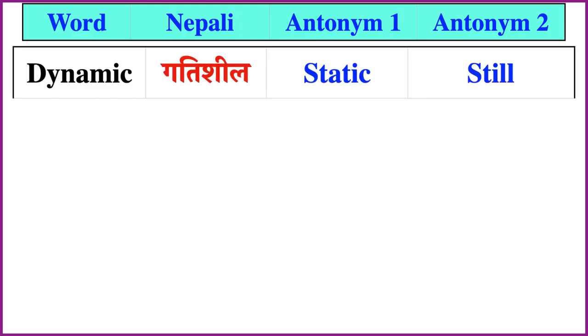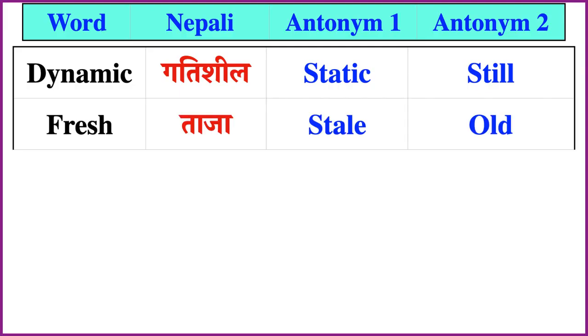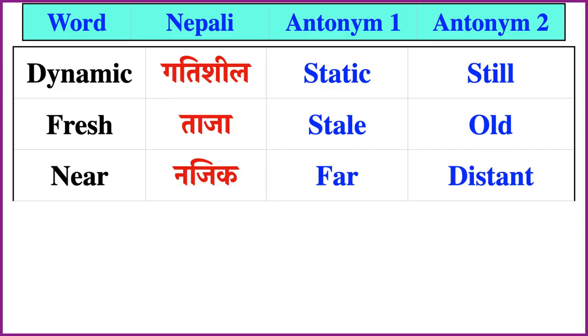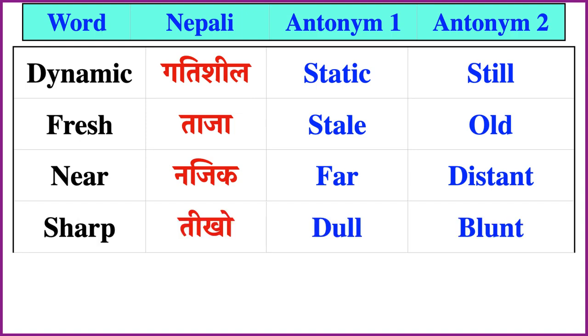Dynamic भनेको गतिशील, and its antonyms are static and still. Fresh भनेको ताजा, and then antonyms are stale and old. Near भनेको नजिक, and then antonyms are far and distant. Sharp भनेको तीखो, and then antonyms are dull and blunt.